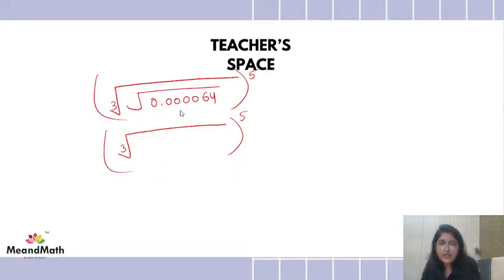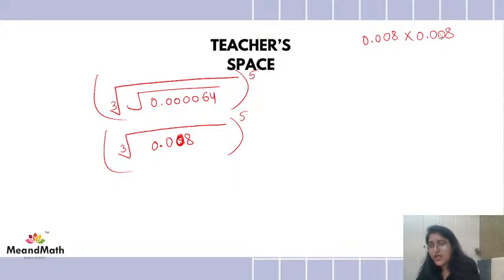This root of 0.000064. Can I write this as 0.08 or 0.008? Whenever I multiply 0.008 and 0.008 two times, can you tell me what you will get? We know that 8 times 8 was 64, right? All right, 64. And the decimal point will be where? After the decimal point, we'll have 6 digits, right? One, two, three. Here we have three, here we have three, 6 digits.